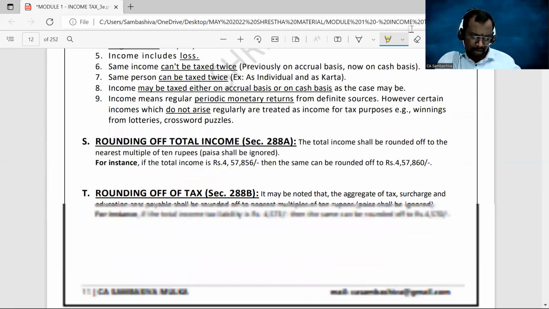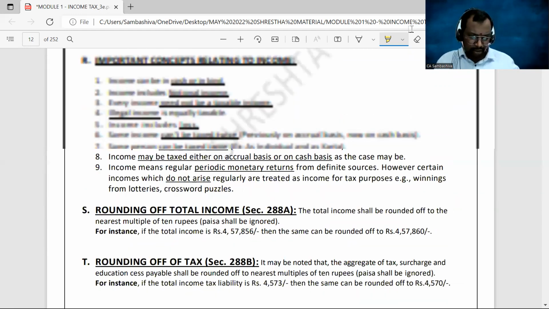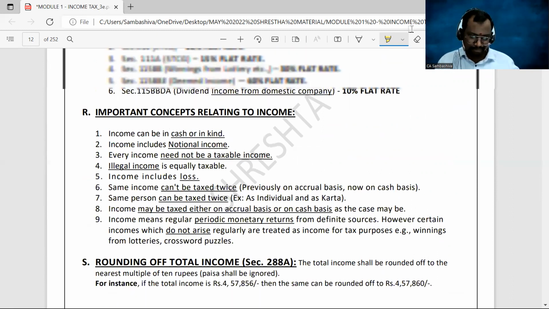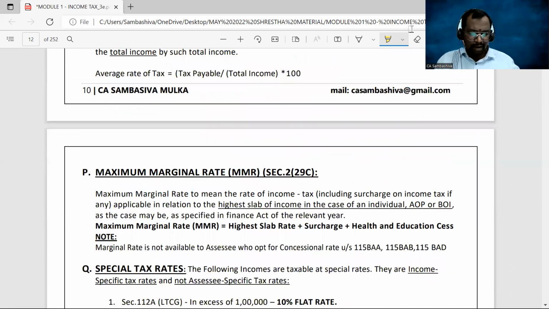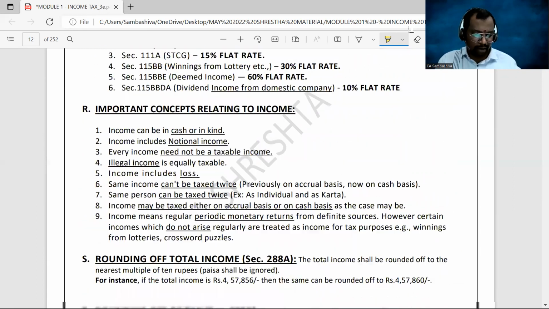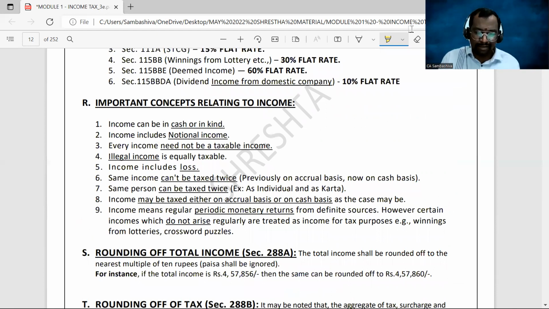Here, I think I've taken out that particular provision. Yes, I might explain that provision orally, sir. It was not mentioned in my material, but orally I have explained that.